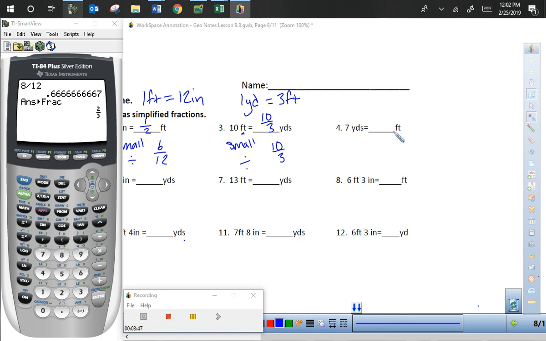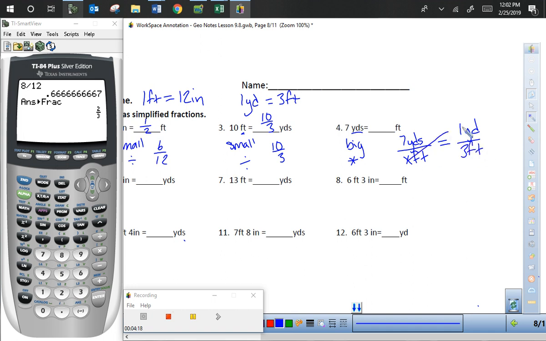Next one, we've got yards to feet. So this time yards is bigger than feet, so we're starting with the big one. This one we're going to multiply. And just to show you that this works, I'll set up a proportion for this one as well. So we've got 7 yards, and we don't know how many feet. And then over here, yards is on top, so we're going to put that 1 yard on top. And then 3 feet goes on the bottom.